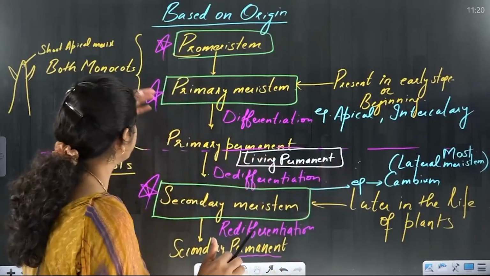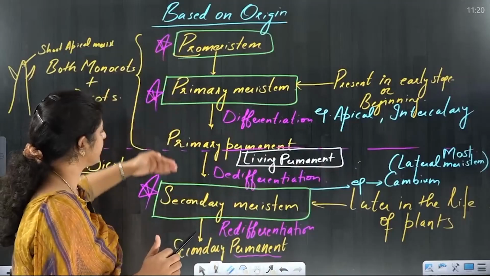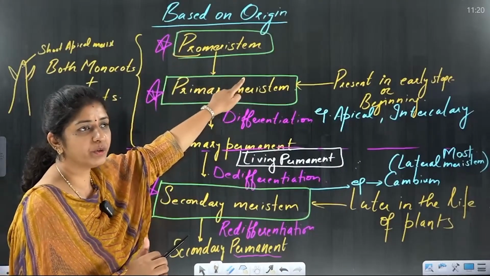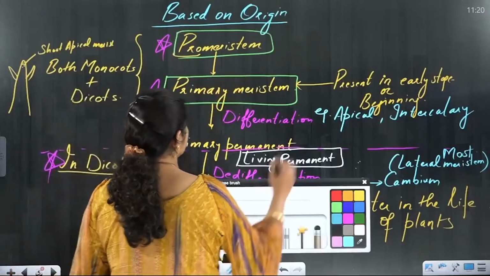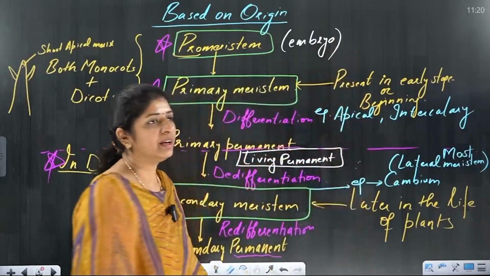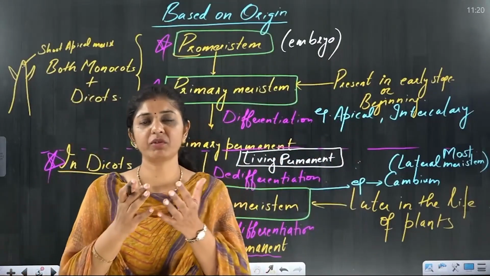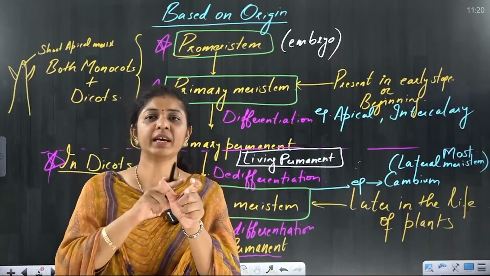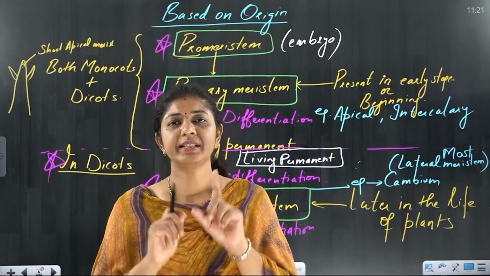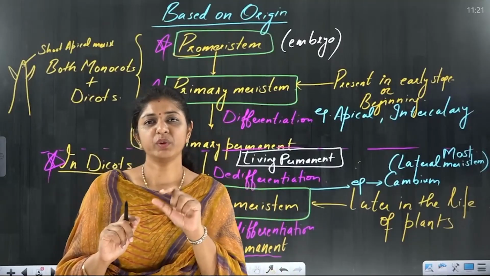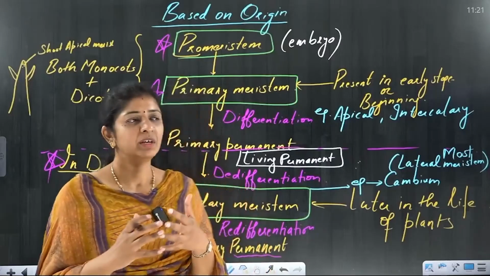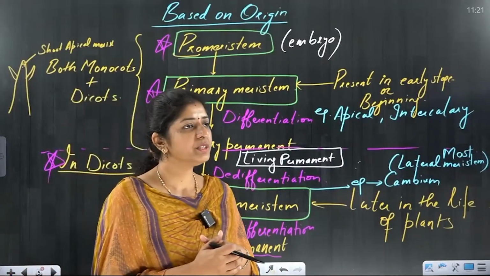Let me take the three points again: pro-meristem, primary meristem, secondary meristem. What is the origin? Pro-meristem, earlier I even said to you that it is from the basic part, that is, from the embryo. It is related to the embryo. Embryo, you know, is formed after the fusion of gametes. Zygote will be there. It will undergo division to give the embryo stage. We already discussed in morphology that the seed contains the embryo with the cotyledons and embryonal axis. Now that embryonal axis has to give out the various types of stages here, right?